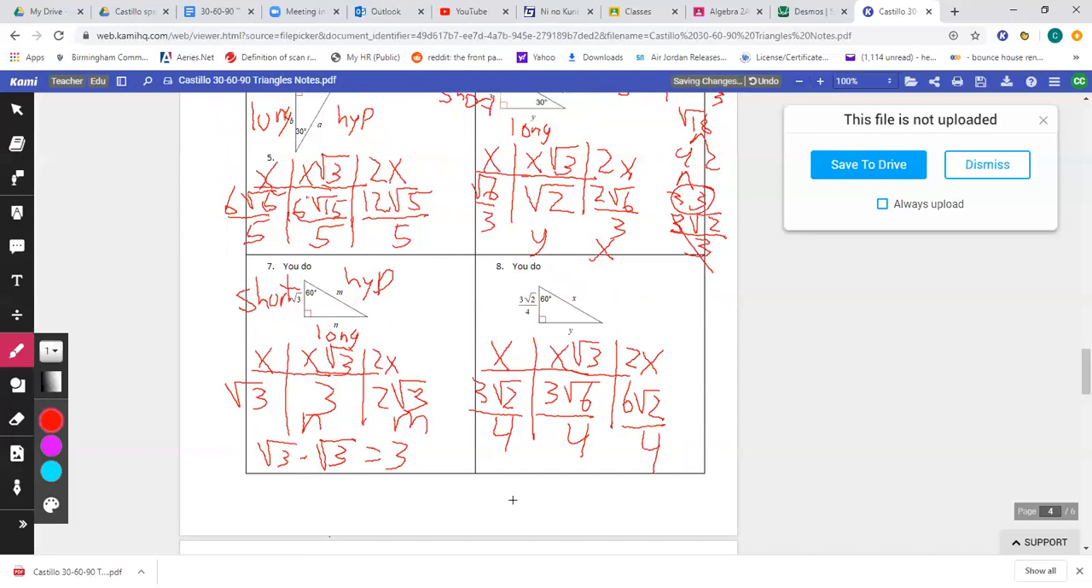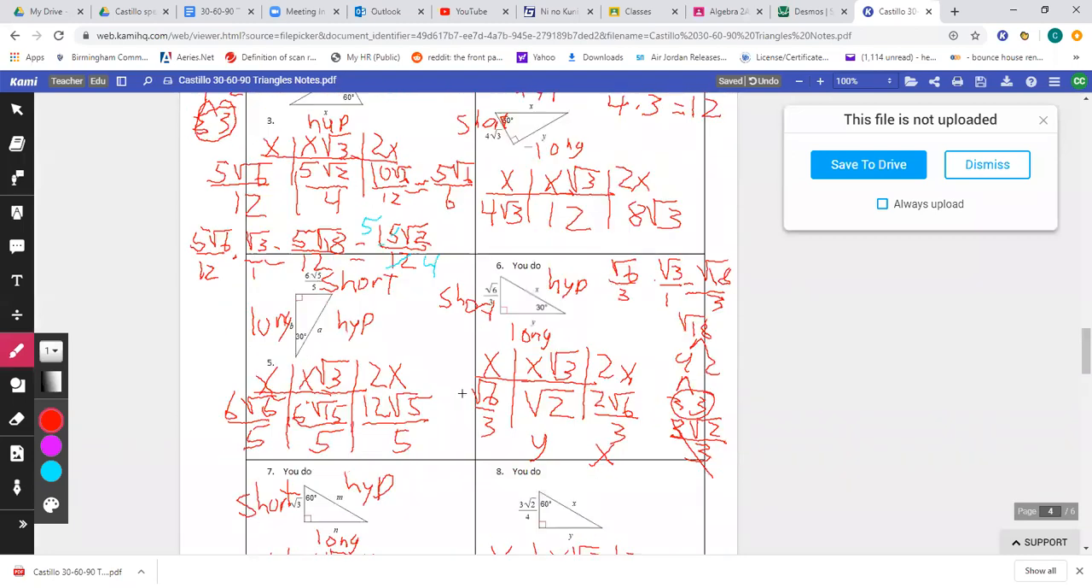And also this could reduce, see the 6 and 4 on the outside, you could divide by 2. So this would be 3 √2 over 2. So this would be x, and that would be y. But everyone understands the process, even though you might get lost on the simplifying a radical. If you know the short leg, multiply by √3 to get the long leg, multiply by 2 to get the hypotenuse.